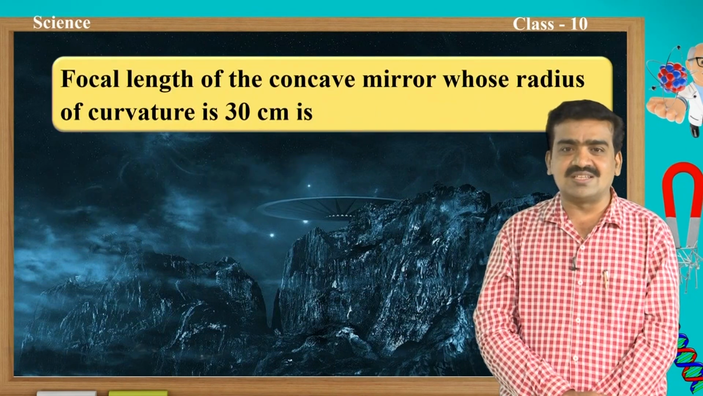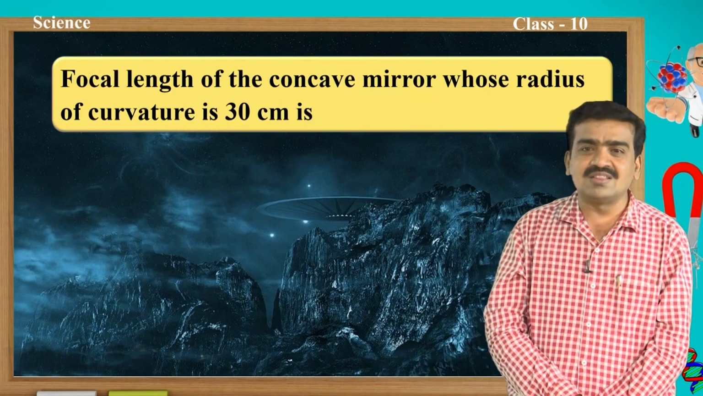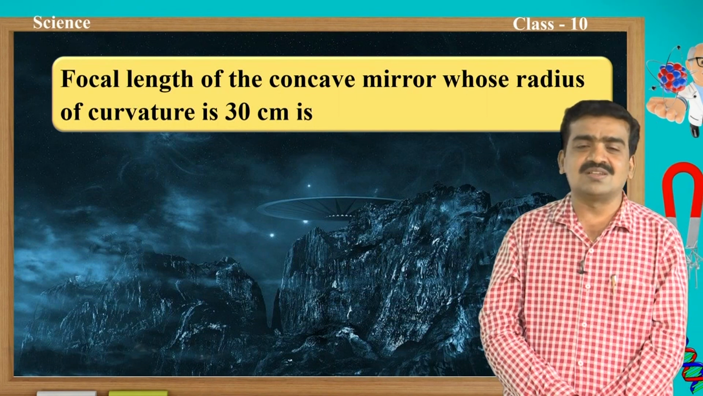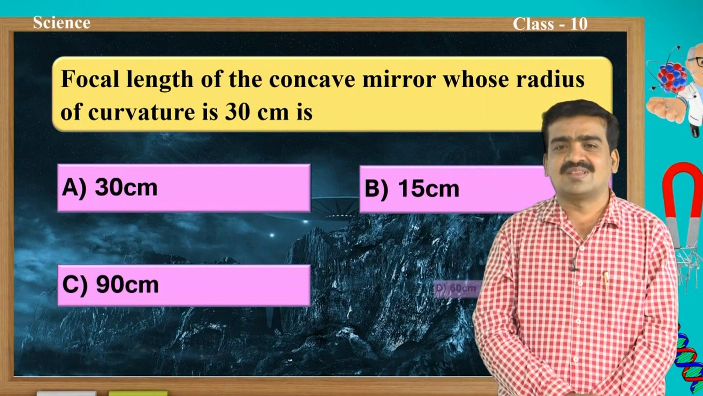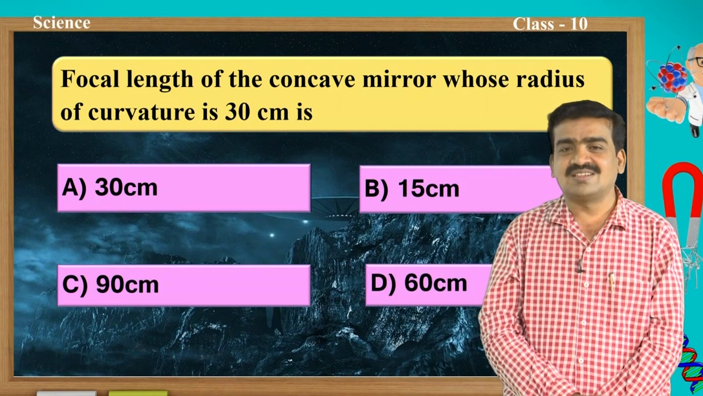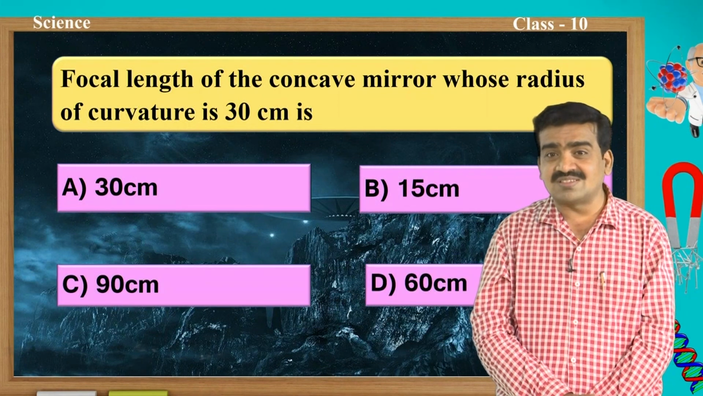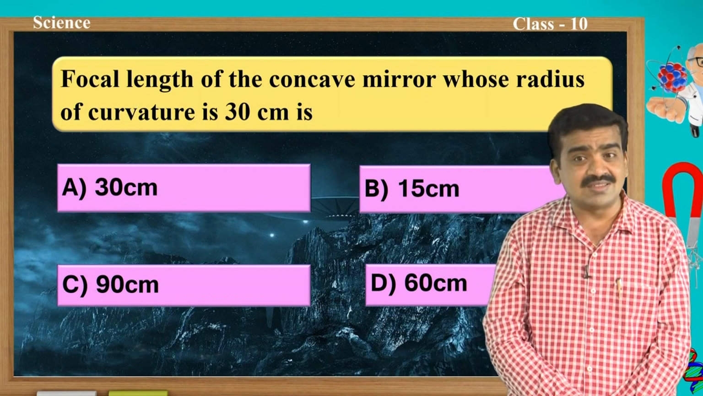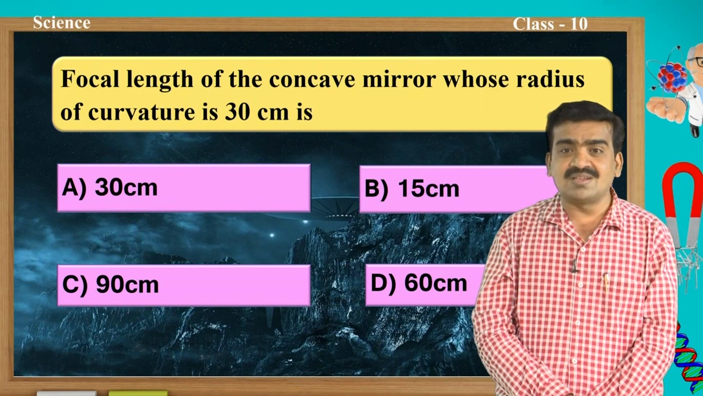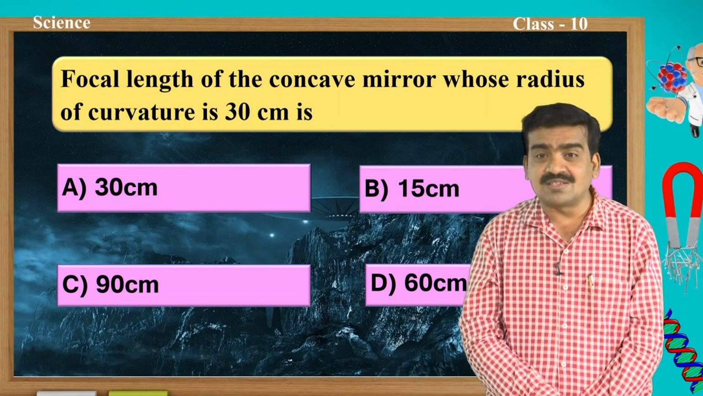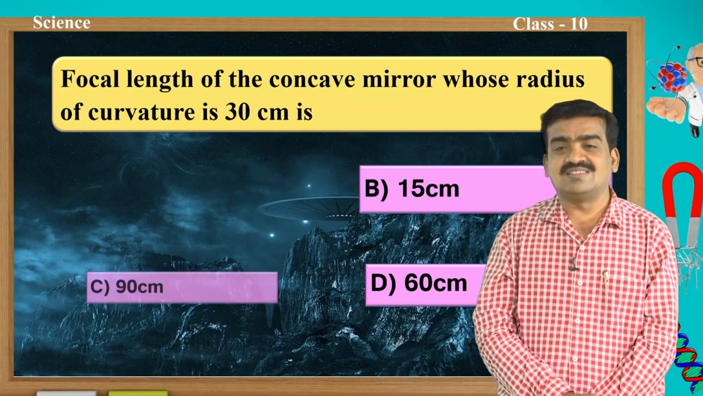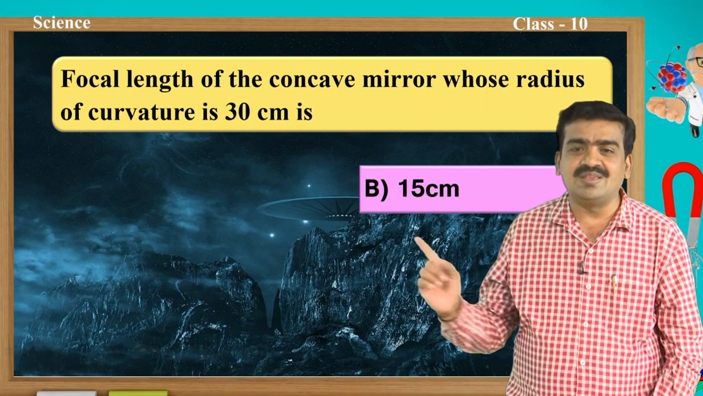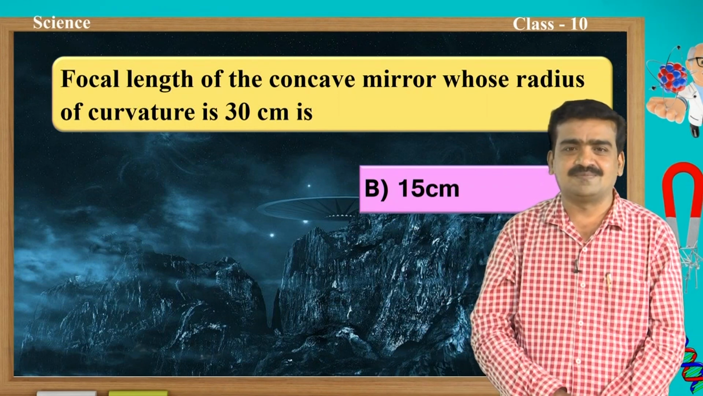And the next question is: the focal length of a concave mirror whose radius of curvature is 30 centimeter is... What is the answer for this question? If the radius of curvature is 30 centimeter, what about its focal length? Just remember the relationship between radius of curvature and focal length, and you will get the answer. The answer for this question is B, that is 15 centimeter.